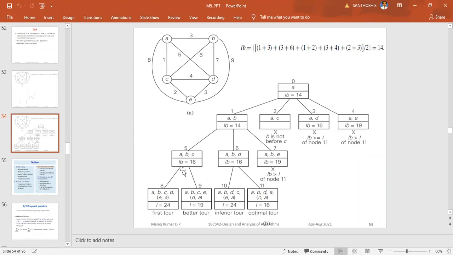So after the three combinations, now you go with the final ones: ABCD, ABCE, ABDC, ABDE. So first tour, better tour, inferior tour, optimal tour. So out of all this, which is the optimal tour? L is equal to 16. So this is the optimal.